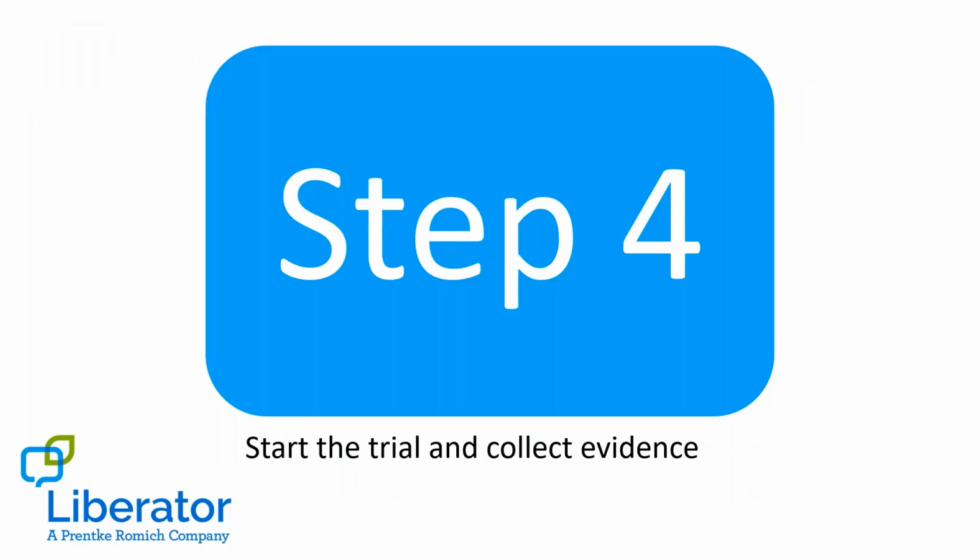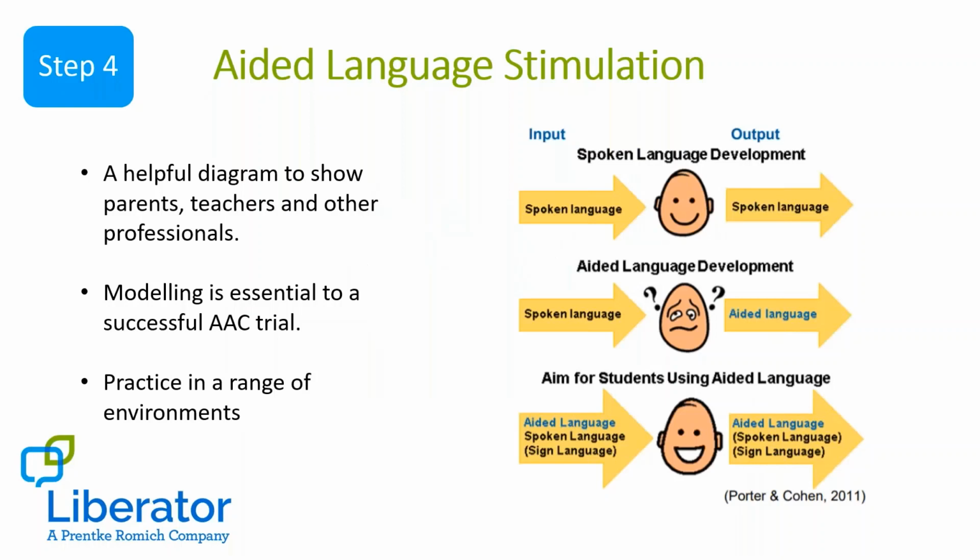Okay, step 4, start the trial and collect evidence. During the trial, the most important skill that your user's carer or parent will need to master is aided language stimulation or modelling. So this means that they will need to coordinate interacting with the user, verbally modelling language, and then selecting the right icons on the device all at once. So effectively, it's like doing 3 things at once.